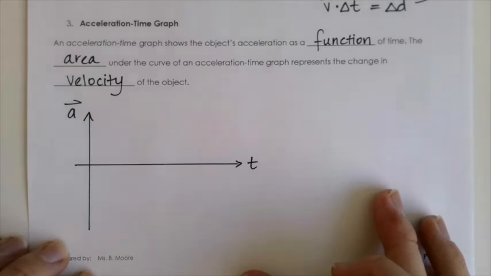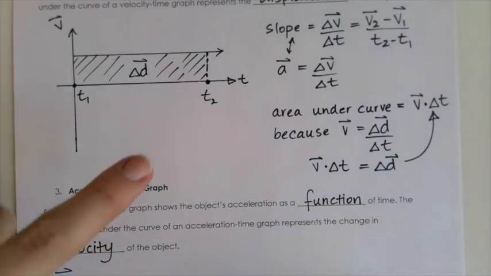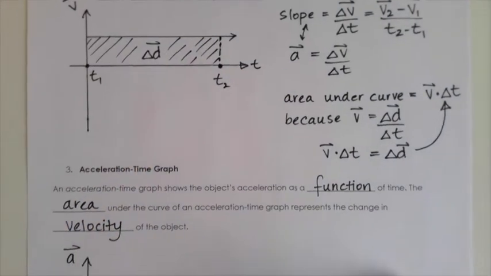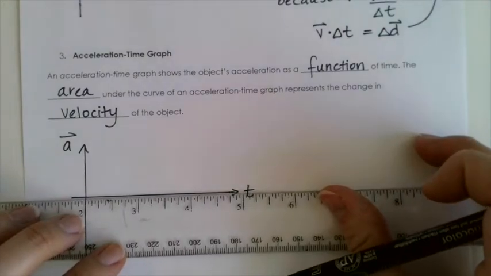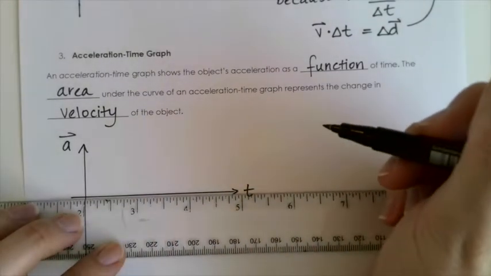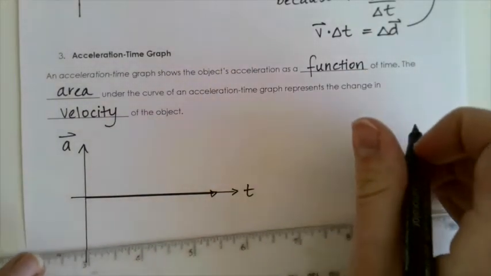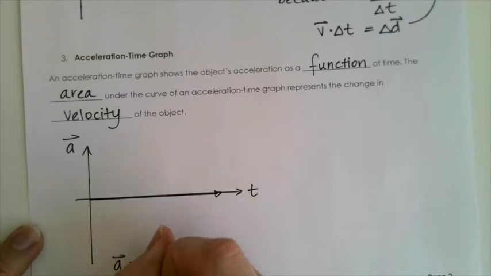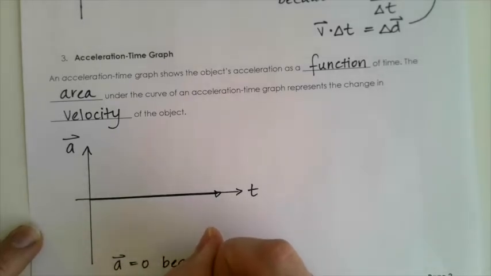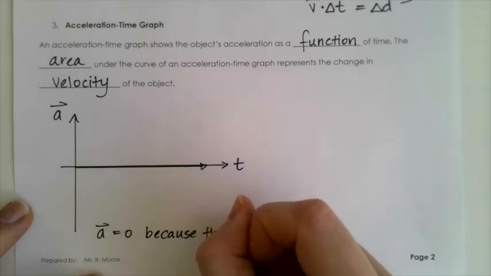Acceleration is defined as the change in velocity per unit time. The velocity is not changing here, it's constant. So our acceleration is 0. We can represent that just by drawing a line along the x-axis, like so. So the acceleration is 0 because there is no change in velocity.